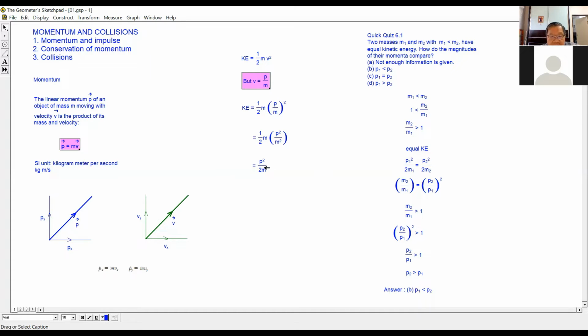Now we can use this relationship to explain the relationship between the momentum and the kinetic energy. Okay, so this is the relationship. So remember, kinetic energy is the momentum squared divided by 2m. Okay, so we look at the next question here, quiz 6.1. The two masses m1 and m2, with m1 being smaller than m2, have equal kinetic energy. How do the magnitudes of the momenta compare?